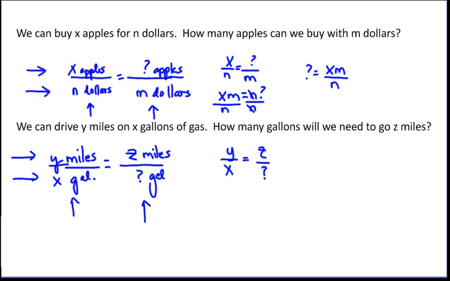Now let's multiply Y times our question mark. Set that equal to X times Z. Solve for the question mark by dividing by Y on both sides, and we discover that the result is XZ over Y, which describes how many gallons we will need to go Z miles.